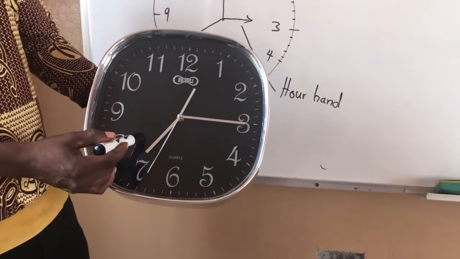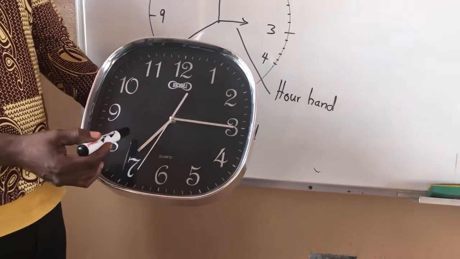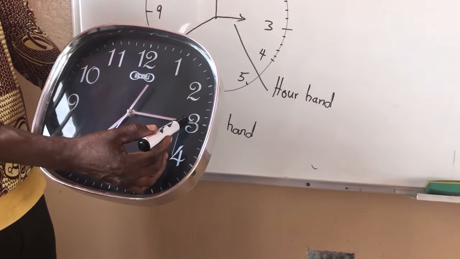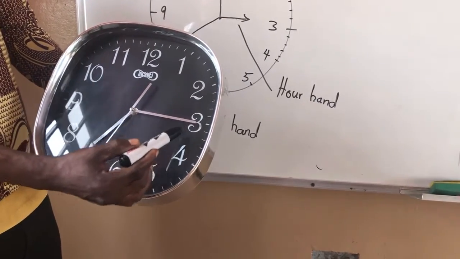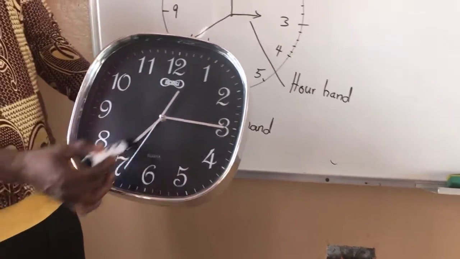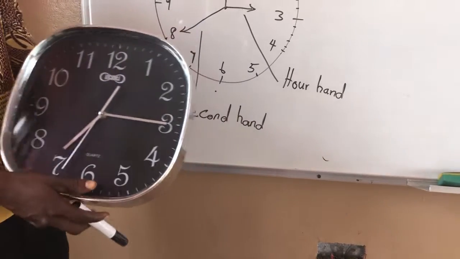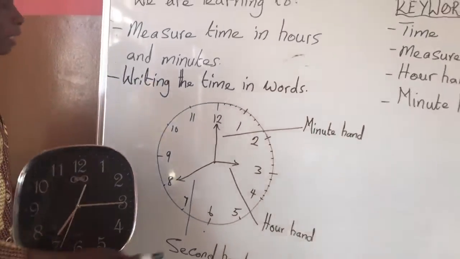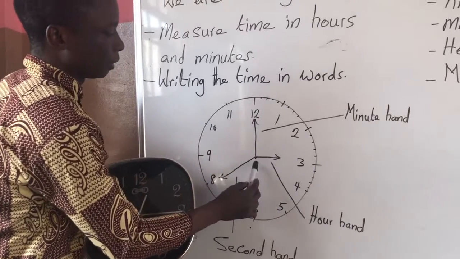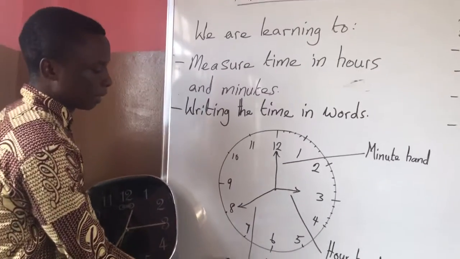Now, the name of the shortest arrow here is the hour hand. The shorter hand here is the minute hand. And then the second hand is the longest one here. This is the second hand. This is the minute hand, and then the hour hand. On my clock on the board, I've also indicated something similar. The minute hand is this one. The hour hand is this one, and then look at it, the second hand.